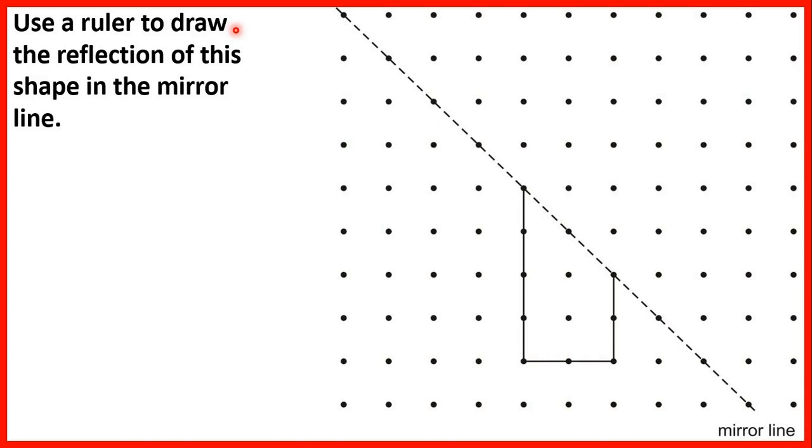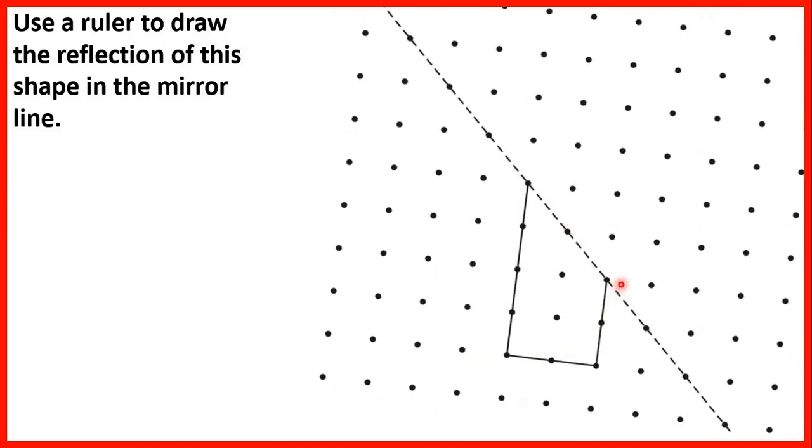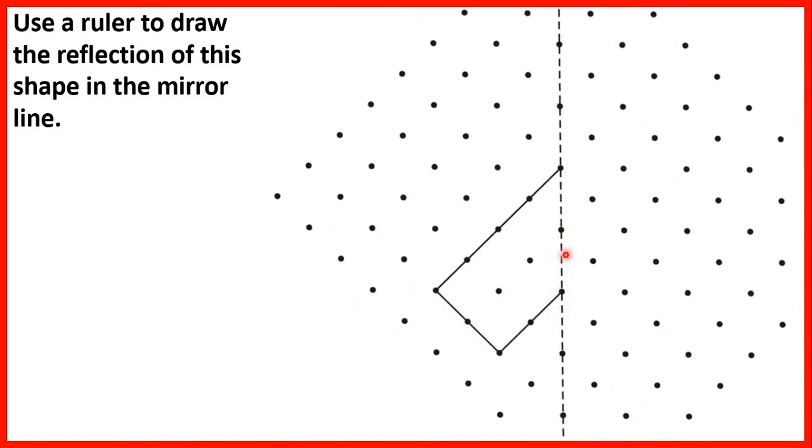Use a ruler to draw the reflection of this shape in the mirror line. So we have a diagonal mirror line, but to make it easier for ourselves, what we can do is just turn our page so that we're looking at the mirror line vertically. Then what we need to do is to dot our corners before joining them up.